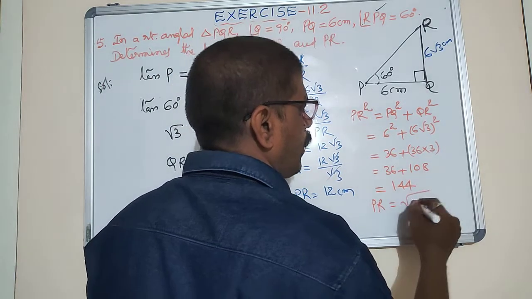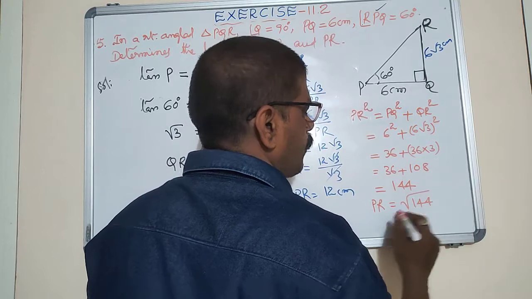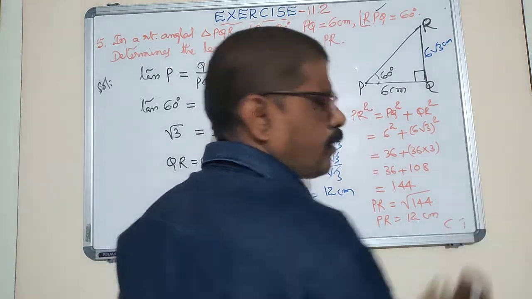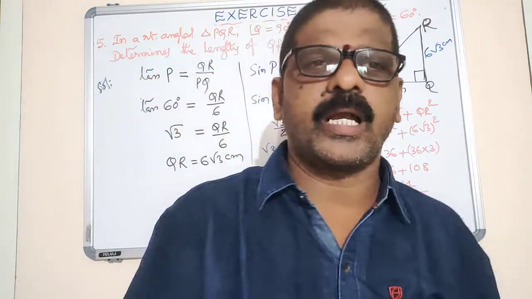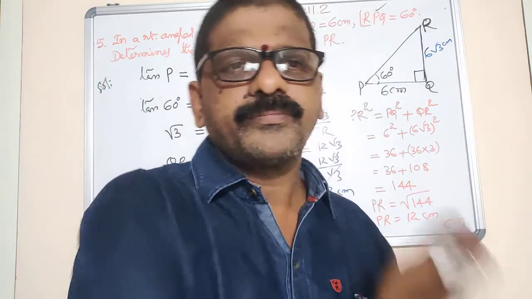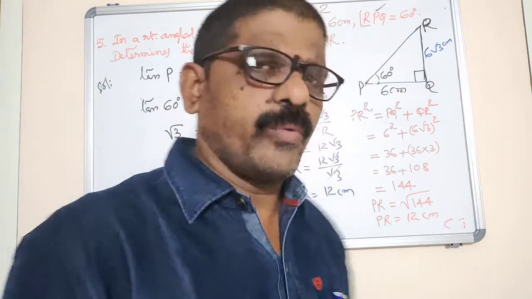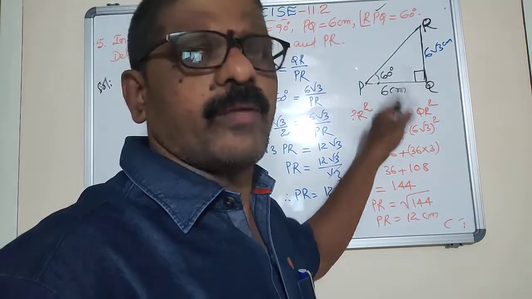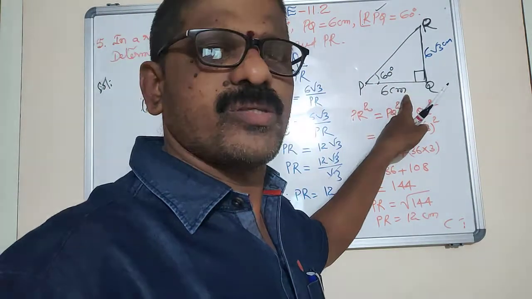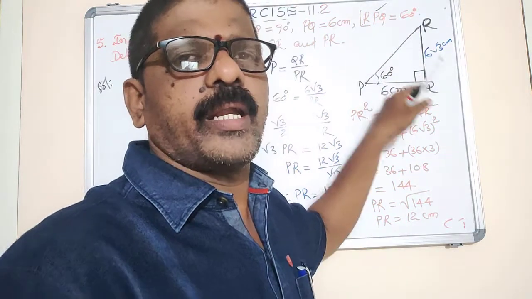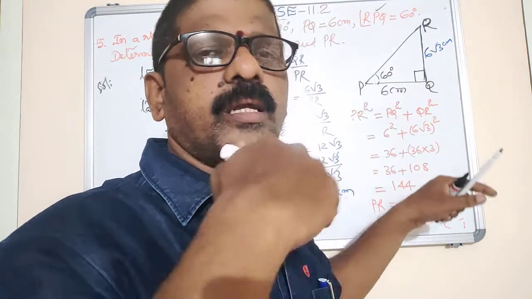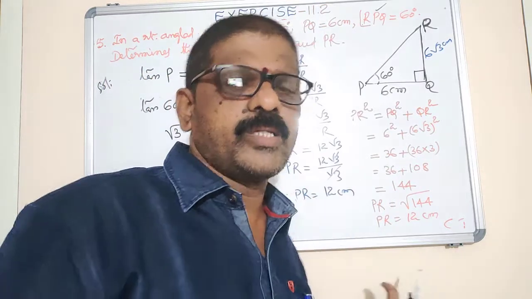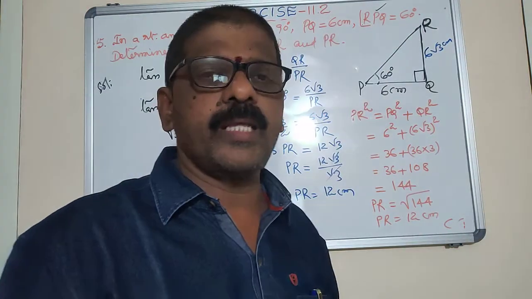PR equals root over 144. That is equal to how much? PR equals 12 centimeters. You can do any process, according to the Pythagorean theorem or trigonometric ratios. We cannot take sin P, for example, cos P, anyone? Why? Because two values are known and the third value is known, we can take sine, cos, tan, cosecant, secant, cot, any value. So it will be 12. The length of the PR is 12.